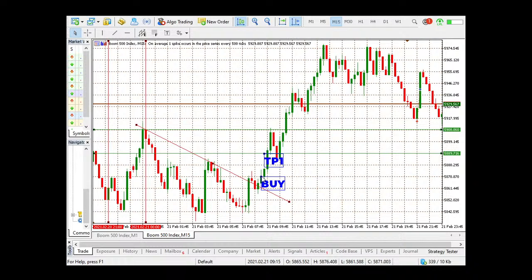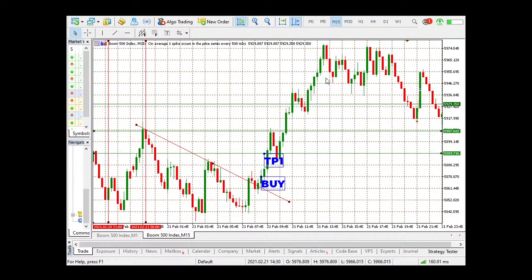And this boom, so it will be spiking. Then you set your TP in between the first point where the day started and began to trend downward, which is this horizontal line, and your buy position. You divide it into two and you set your TP here. Then from here, the market begins to move.